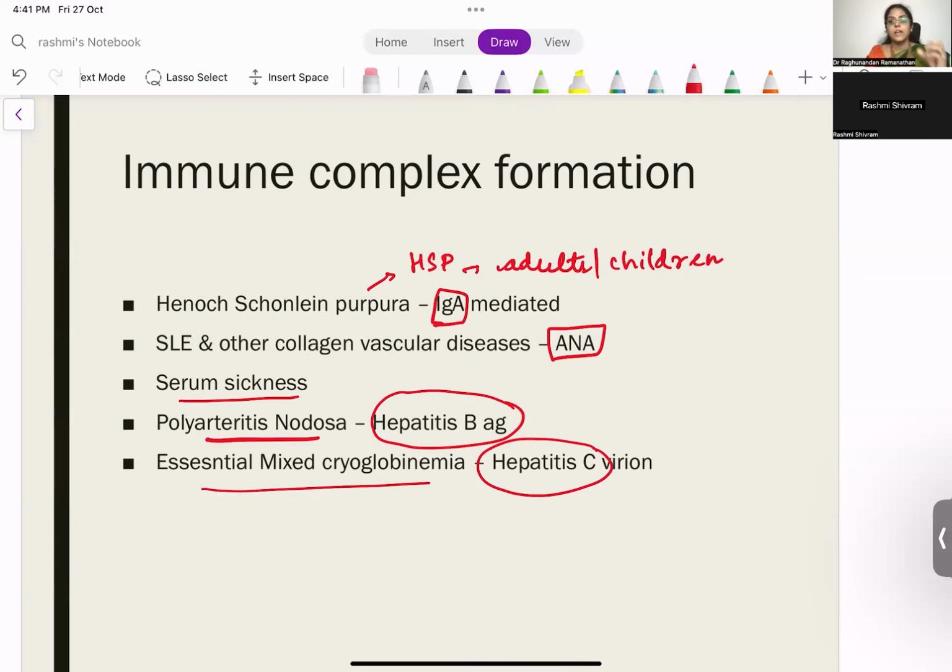What is an immune complex? An antigen is there, an antibody comes and gets attached to it. Then it forms an immune complex, goes and gets attached to the vessel wall where it causes an inflammatory reaction. So this is called immune complex formation, and these are the examples: HSP, which can be seen in adults as well as children, collagen vascular disorders and SLE, serum sickness, polyarteritis nodosa with hepatitis B antigen, essential mixed cryoglobulinemia, or hepatitis C infection also.